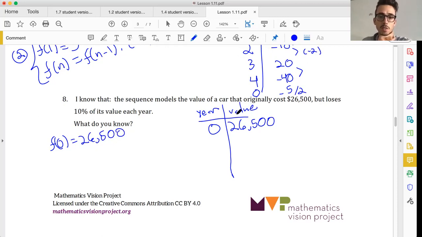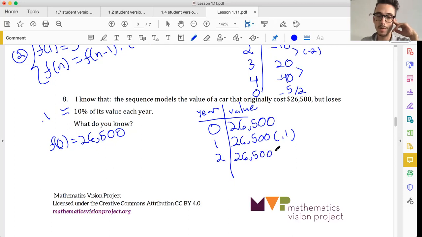And what else? This is 10% as this keeps going. So in year 1, we're taking 10%, or we can call this 0.1. So we're taking 26,500, multiplying this by 0.1. Next year, we're doing the same thing, 26,500, but now multiplied again by that 0.1. Same thing here. How many 0.1s do you think we're going to have? Hopefully you're saying 3.